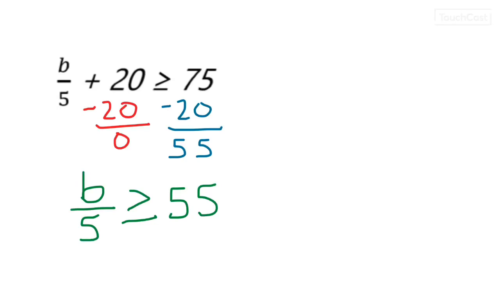So now we're at kind of a tricky spot. We have b over 5. What did I say fractions represent? Now I'm hoping and praying you guys all remember that fractions represent division. So here I see b divided by 5. And the inverse of division is multiplication, which means we're going to need to multiply each side by 5 in order to get b by itself.